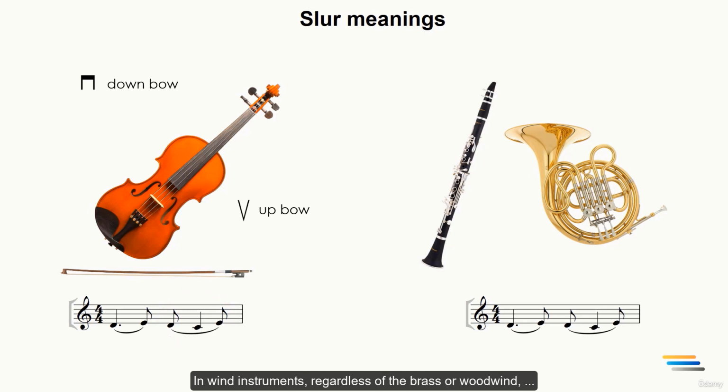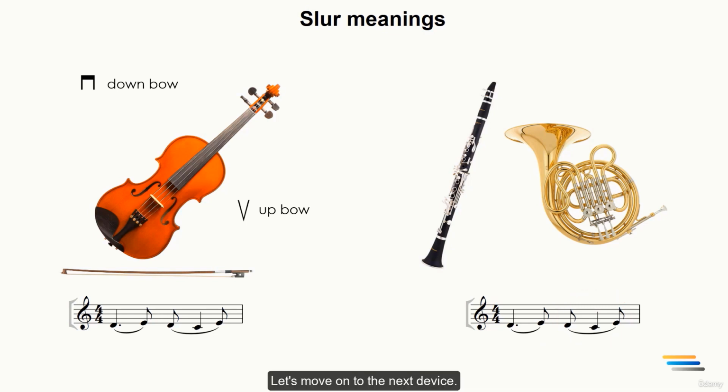In wind instruments, regardless of the brass or woodwind, slurred notes should be played in one breath and without re-articulating each note. In this example, the D and the E should be played with one breath, while the next 3 notes with another breath.